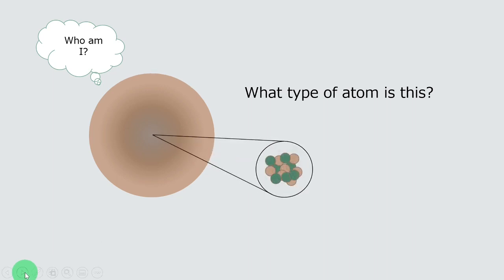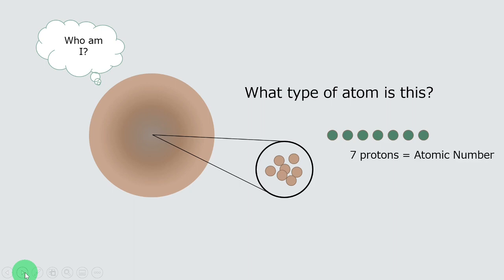In this atom, we have 7 protons. We use the term atomic number for the number of protons in an atom. So if you look on the periodic table, for every element, you'll find an integer associated with it and this is the atomic number. The atomic number of nitrogen is 7, so this atom must be nitrogen.